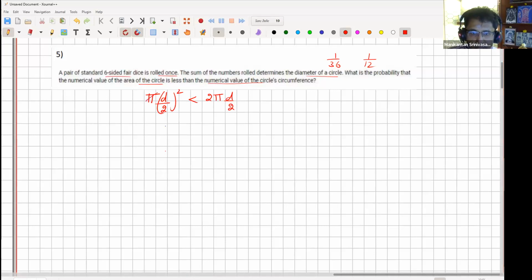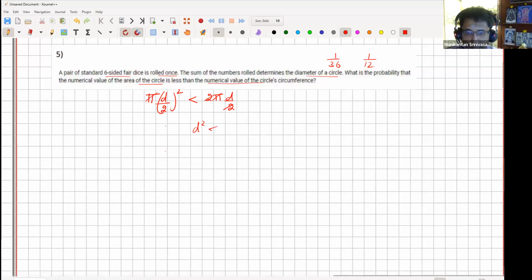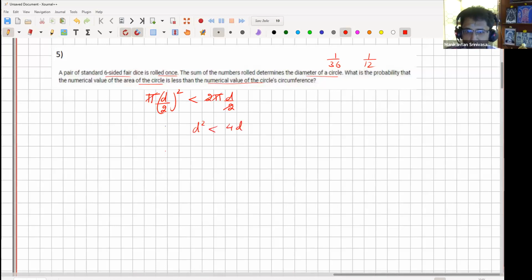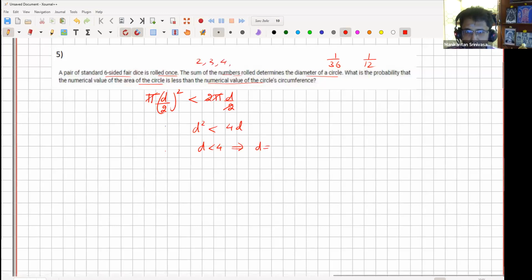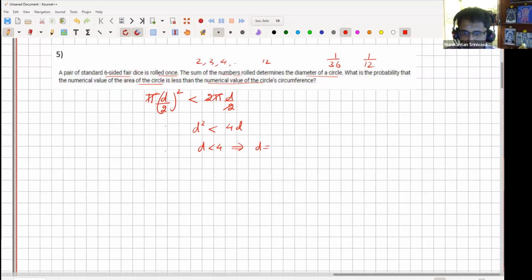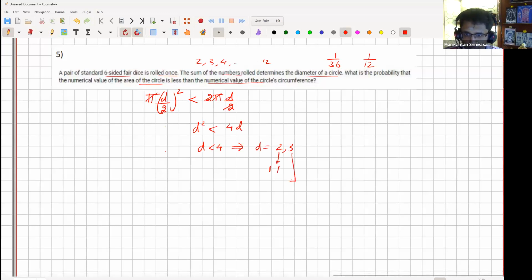Okay, so let's simplify this. Pi gets cancelled, 2 gets cancelled, which means we want d square should be less than 4d, and d is all positive numbers here. Therefore, d should be less than 4. d is the sum of the 2 numbers, right? The sum on a pair of dice can range all the way from 2 till 12, which means it can only be 2 or 3. How can you reach 2? By a combination of 1 and 1. How can you reach 3? By a combination of 1, 2 or 2, 1. So there are 3 outcomes of the 36 outcomes. So indeed, it's 1 over 12.